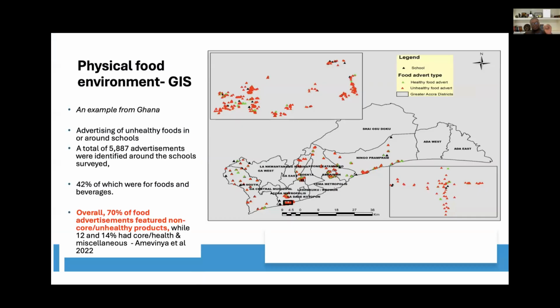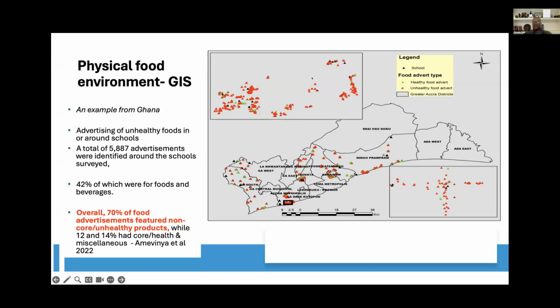What we did in Ghana was to look at how prevalent marketing or advertising or promotion of unhealthy diets were in close proximity to schools. And so we went out and mapped all the adverts that were there, how many of them were of food, and how close they were to schools.